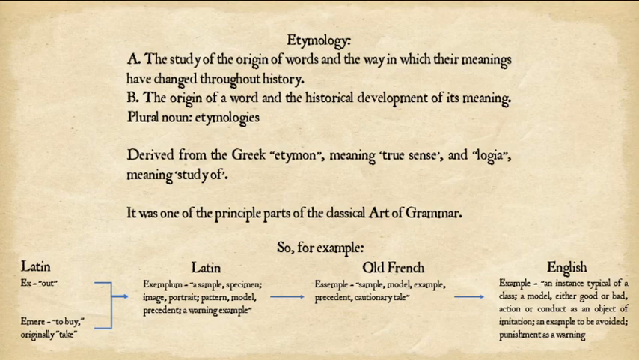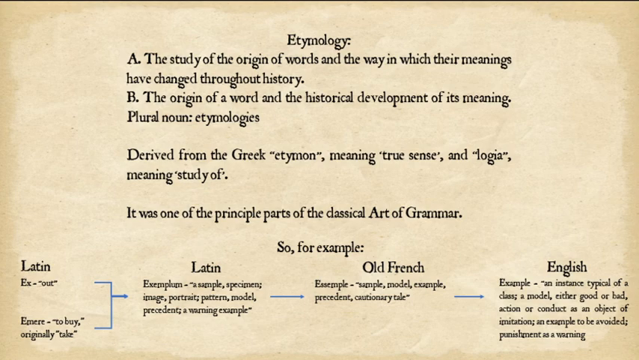And it's derived from the Greek words etymon, meaning true sense or original sense, and logia, meaning the study of. And it was one of the principal parts of the classical art of grammar. So for example, let's look at an example.